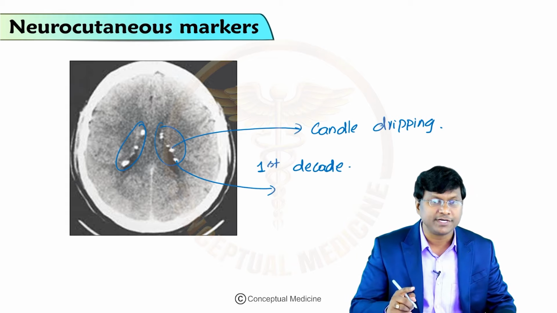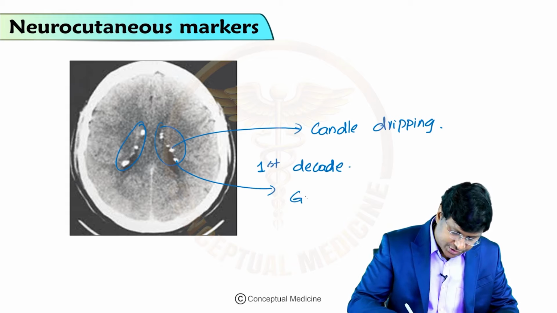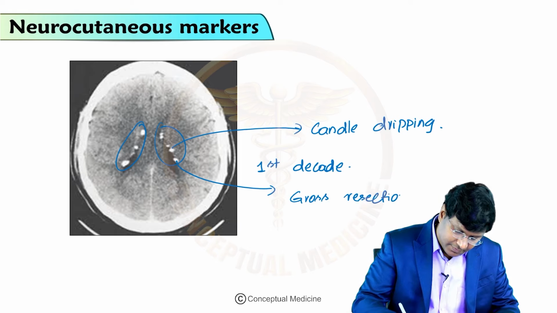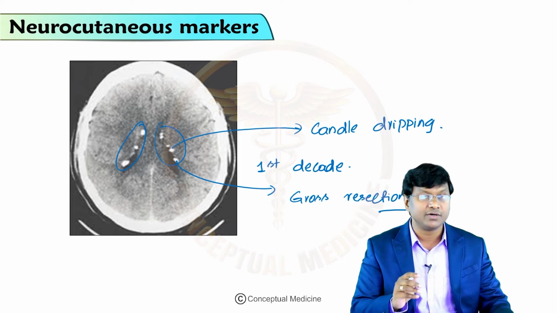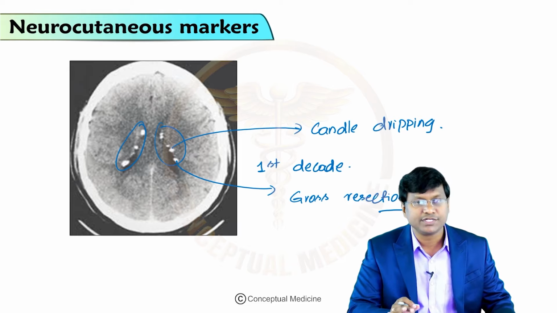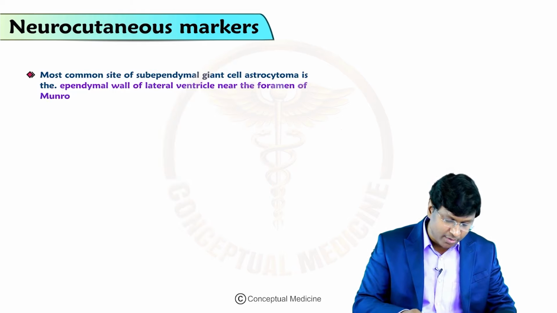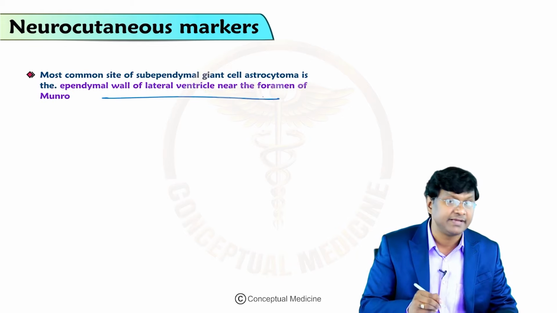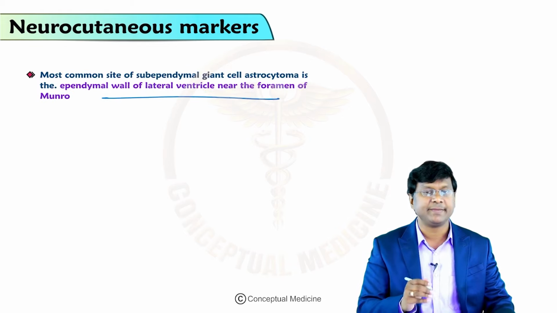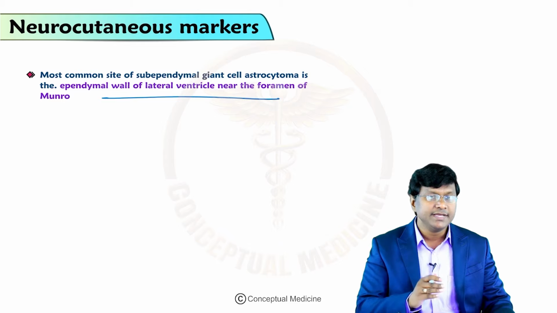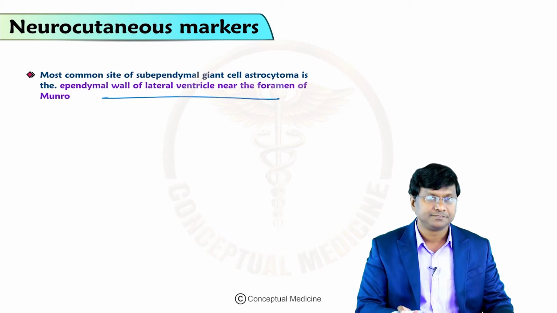The treatment of choice will be gross resection. That is what your subependymal giant cell astrocytomas are. And what will be the most common site for subependymal giant cell astrocytoma? That is the ependymal wall of the lateral ventricle near the foramen of Monro.